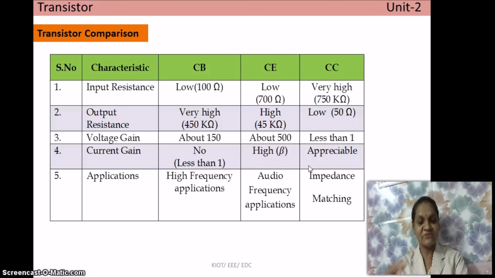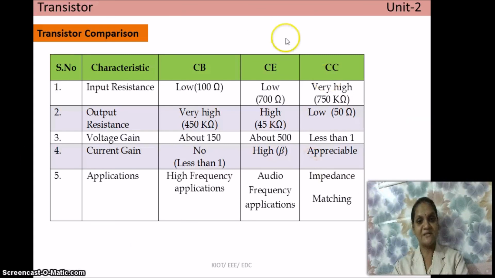In that juncture we can use a common collector transistor, whose input resistance is very high, which matches the source, and whose output resistance is very low, which matches the load. So without much voltage drop between the source and the load, we can transfer the power, that is voltage or current, and we can do amplification also. This is called impedance matching. For almost all practical applications, impedance matching is a major issue, and this can be completely overcome with the common collector transistor.